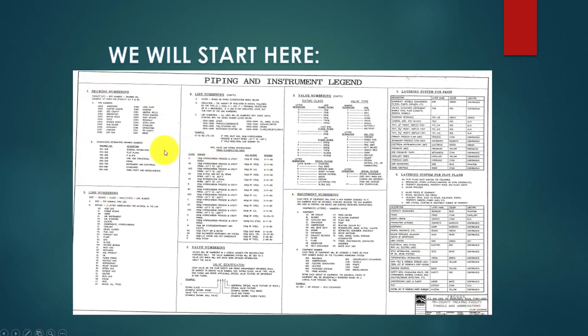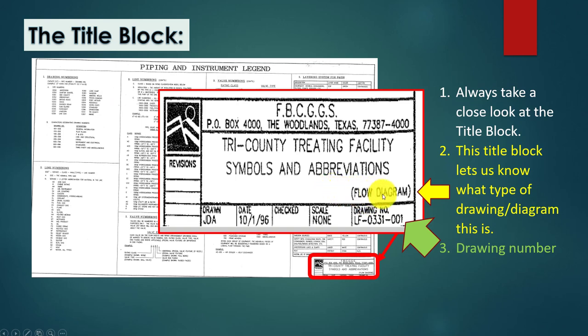In here we have different columns and rows to give us information about all the acronyms and numbers and every symbol that is on the P&ID. So we will start with the drawing number. You will notice that this title block lets us know what type of drawing it is, which is a flow diagram. The name of the area where the facility is. It gives us the name of the facility itself, and it also lets us know the name of the drawing. In this case, it's symbols and abbreviations.